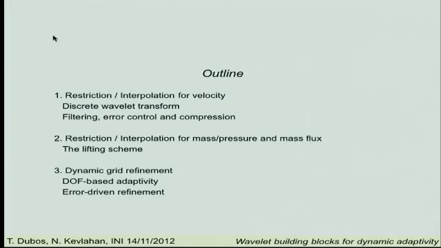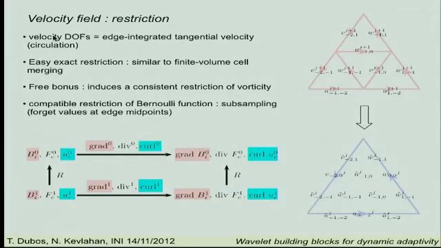And spend some time on discussing how this can all be combined together to yield dynamic grid refinement, and especially the refinement criterion based on some error analysis. So let's start with velocity.